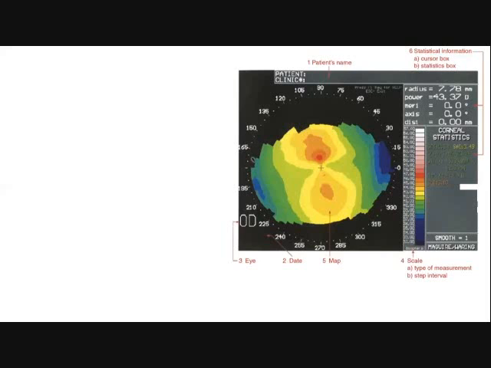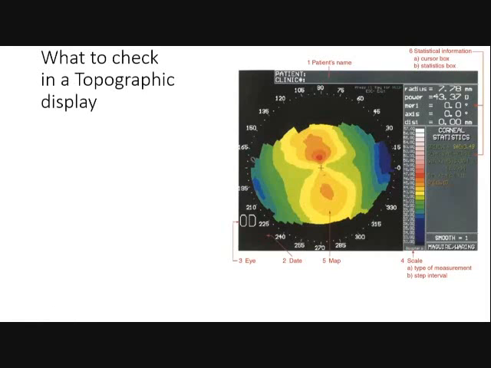The corneal topography report has three components. One is a map, the second is a cursor block, and the third is corneal statistics. Of course, we start by writing the name of the patient, number two, the date, number three, which eye, OD or OS, number four, five, the scale. This is important. We will consider that.